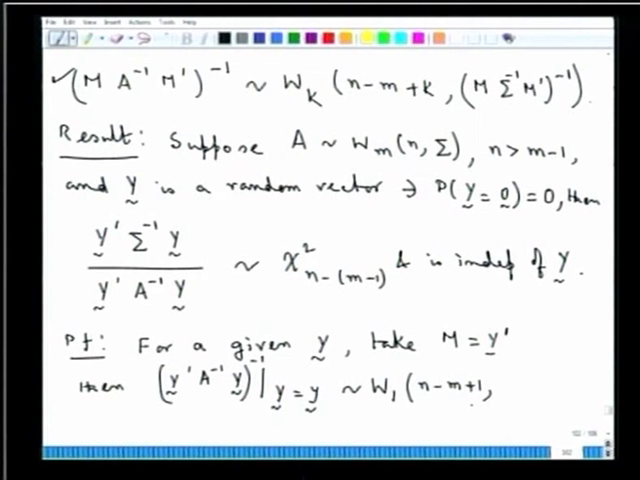So that's the degrees of freedom of the Wishart distribution, and what's the associated variance term?